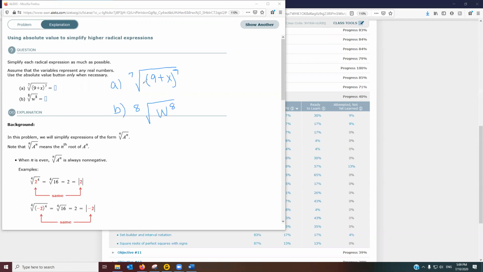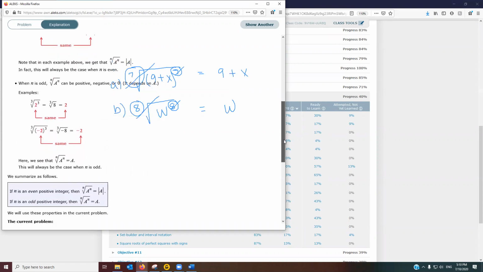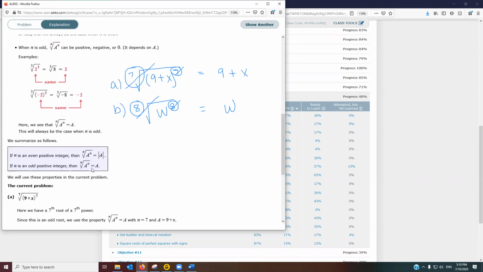So what's going to happen is when you take the 7th root of something being raised to the 7th, in essence, these cancel out. The same thing here. I'm taking the 8th root of a quantity being raised to the 8th. So those cancel out. So here I'm going to end up with just 9 plus x. And here I'm just going to end up with a w. But now what I've got to be careful about is on some of these examples, I have to use an absolute value sign. Okay? So how do I know when to use an absolute value sign? Here's the key.